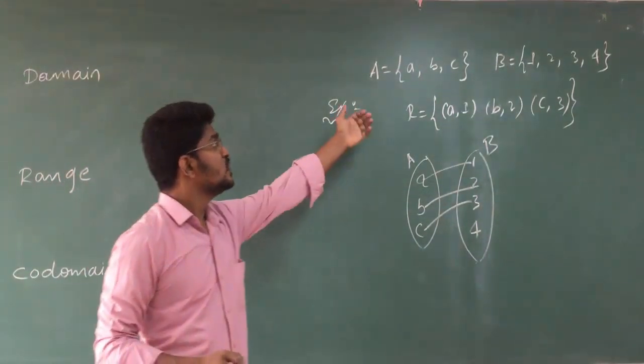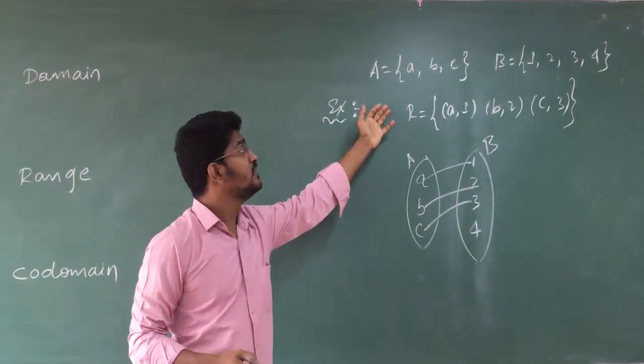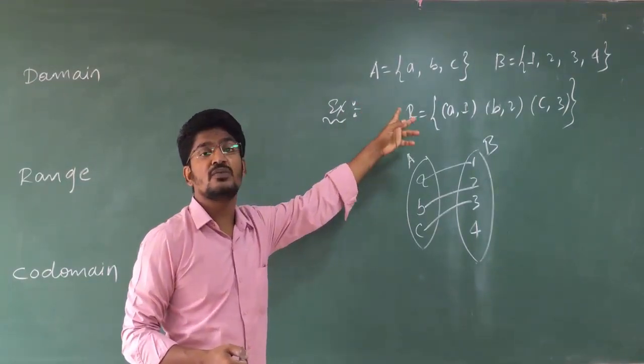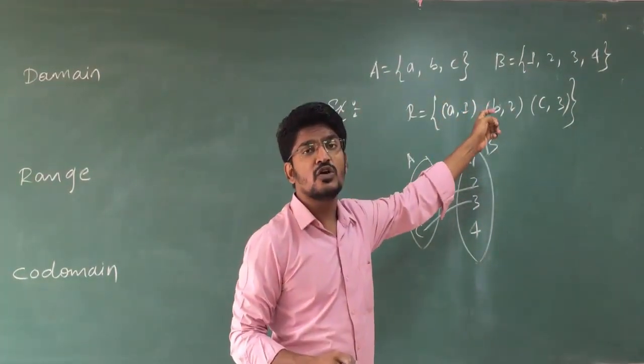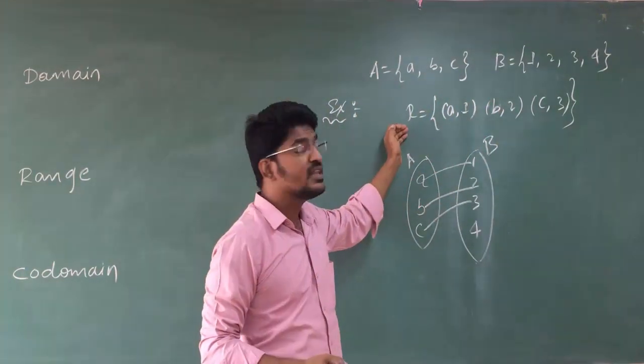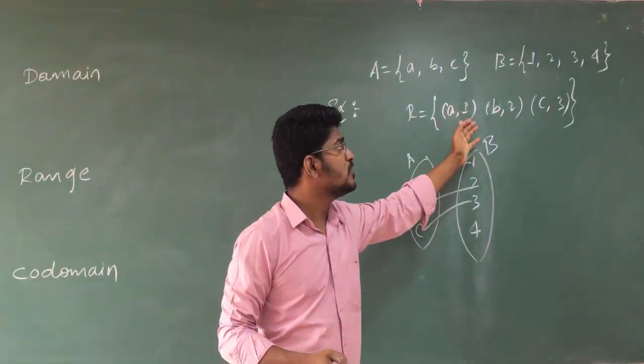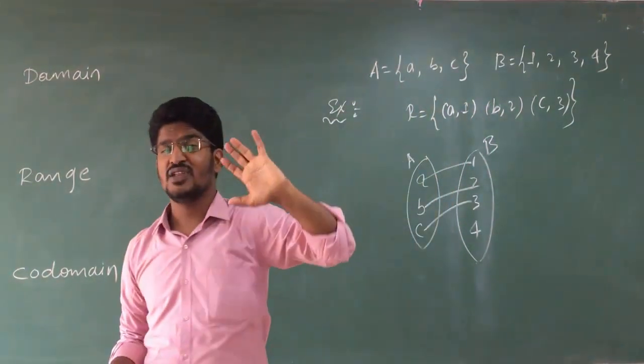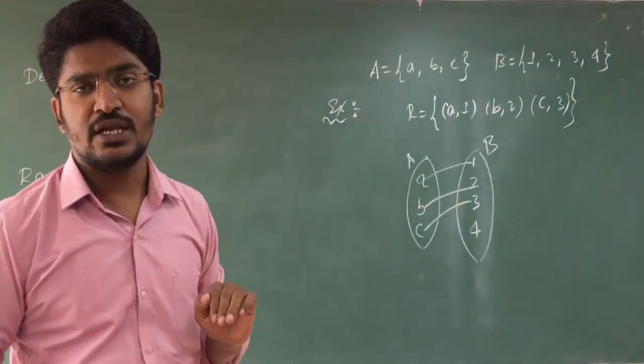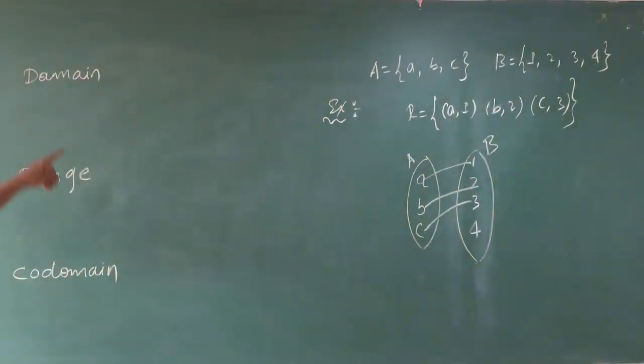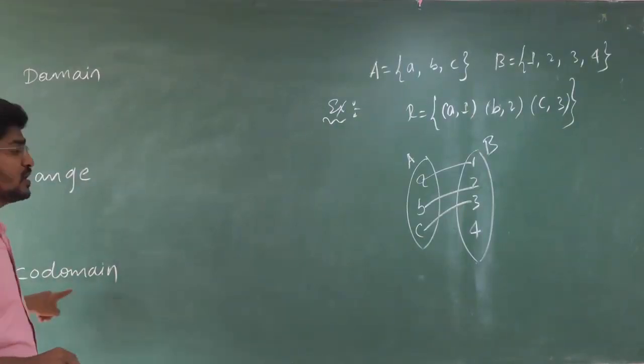Clear? So here there is an example: A is the set {A, B, C}, B is the set {1, 2, 3, 4}. If I define a relation with the ordered pairs (A, 1), (B, 2), (C, 3), everything is over about the relation. Now in this there is a domain, there is a range and there is a codomain.